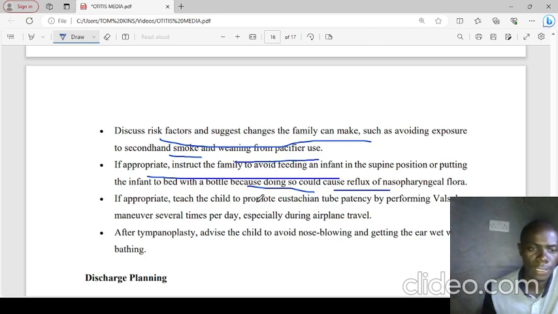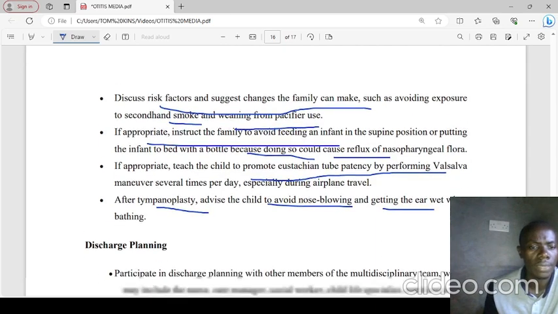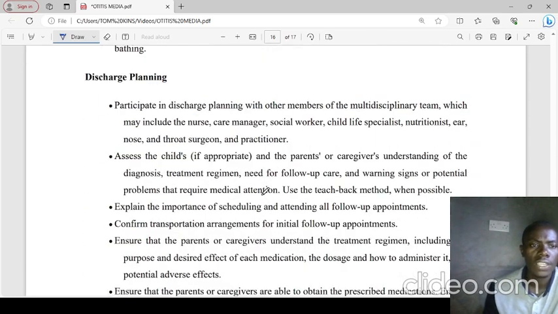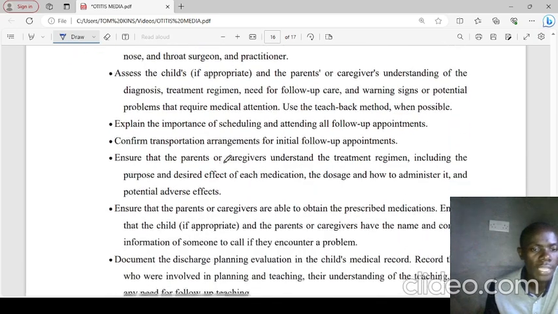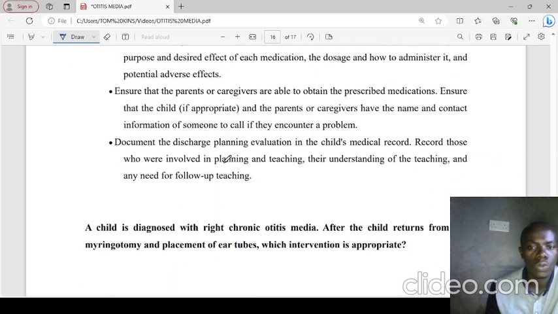resulting into otitis media. You also need to teach the child to promote Eustachian tube patency by performing Valsalva maneuver several times a day, especially during airplane flights. After the tympanoplasty, advise the child to avoid nose blowing. Getting the ear wet when bathing should be avoided. Remember to discharge the child with the family involved, after you have explained all the teaching related to these conditions.